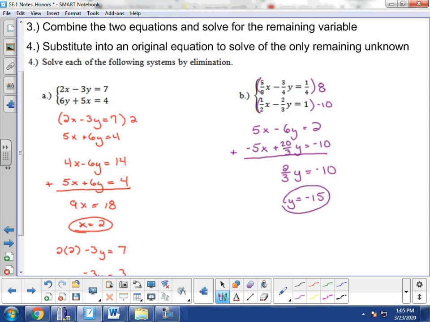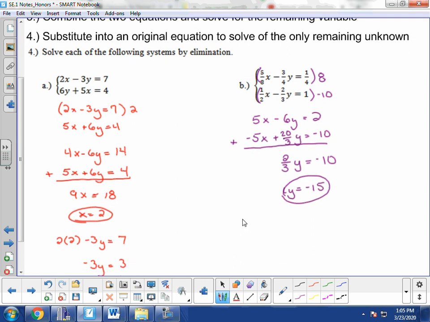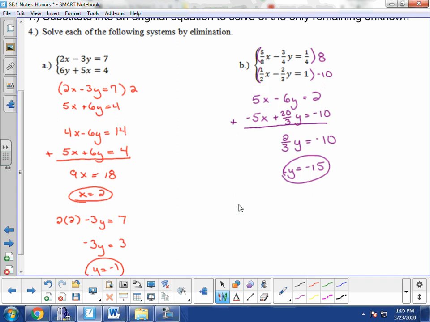So I have my answer for y, and now I need to find my answer for x. So I'm going to use the second equation to find the answer for x because I know that 3 divides 15 evenly. Just makes the math a little bit easier. Either equation would work. So negative 2/3 times negative 15 equals 1/2 x.